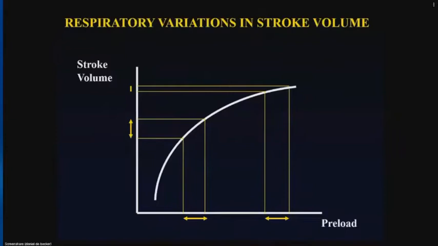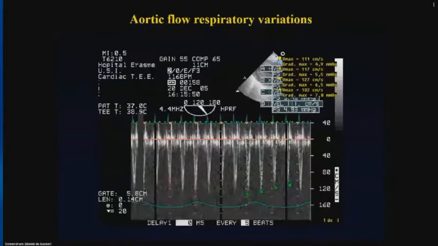And when we are on the flat part of the Starling relationship, there is no change in stroke volume. When we are on the steep part, there will be a change in stroke volume. And of course, when we look at these respiratory changes in stroke volume, this might predict the response to fluids. Here we can see this by echo, showing that indeed during ventilation there is a marked fluctuation in the aortic stroke volume.